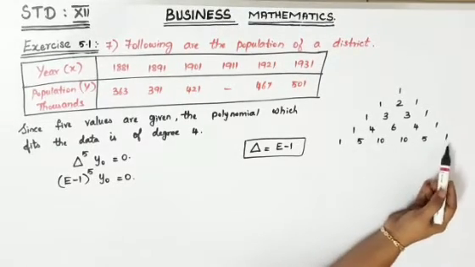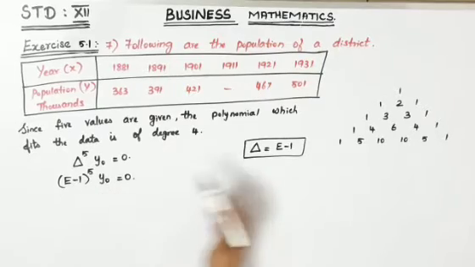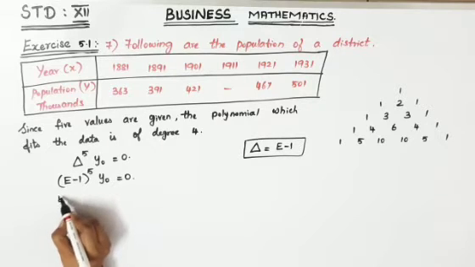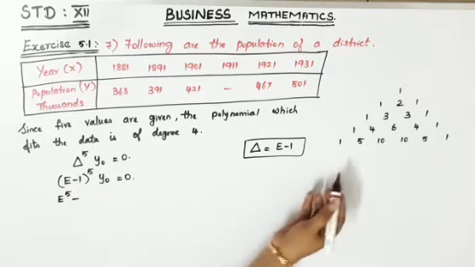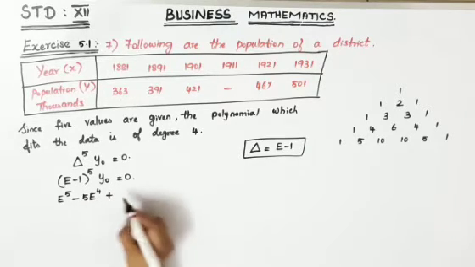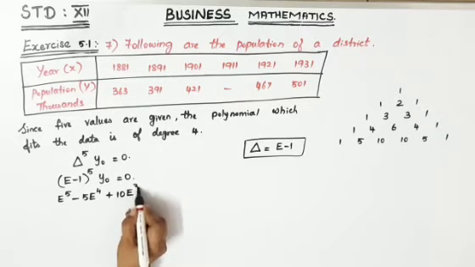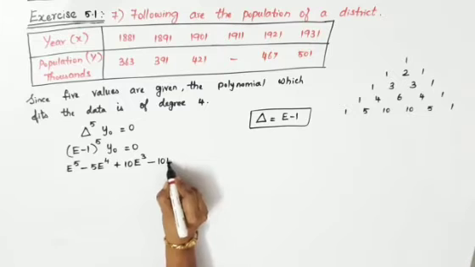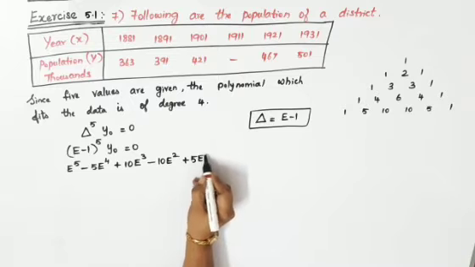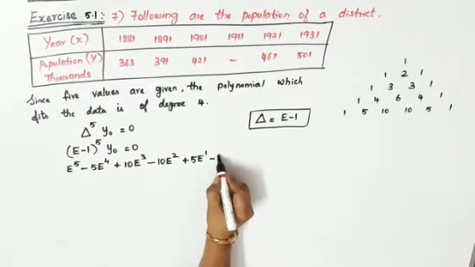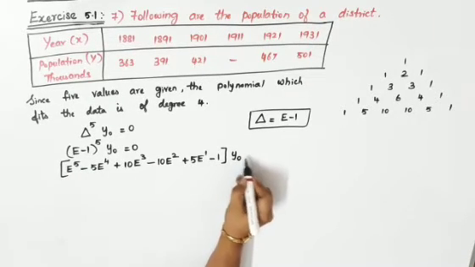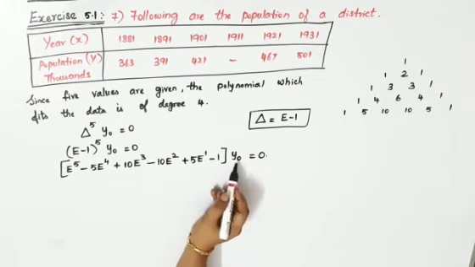So this line you will have to take it, but since you have got minus here, just give alternative plus and minus. Okay, so just go here. So it is e power 5 minus 5 e power 4 plus 10 e power 3 minus 10 e square, plus 5 e power 1, then minus 1 into your y naught, leave your y naught outside, that is equal to 0. So multiply each term by y naught.